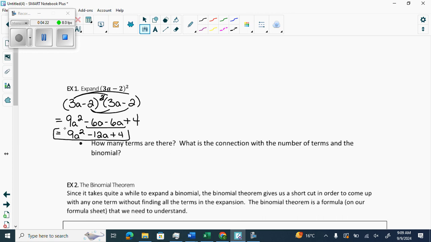Now, if people forget to drop the squared and write it out twice, I often get 9a squared plus 4, missing the middle term. And we don't want that to happen because that's actually wrong. All right. How many terms are there after I've expanded it? How many terms? There's 3. 1, 2, 3, right? There are 3 terms.